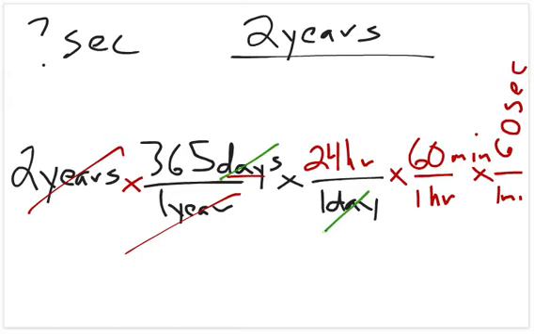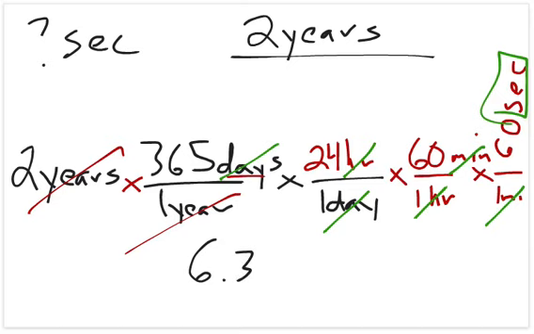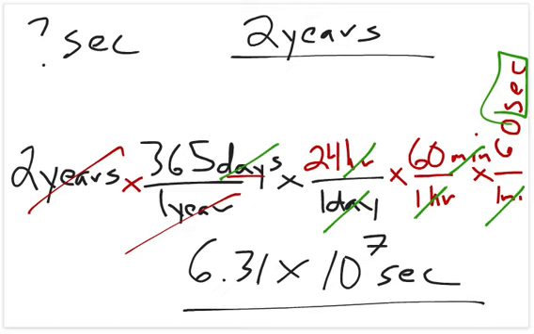But notice days will cancel with days, hours with hours, and minutes with minutes. And now we get left with an answer in seconds, and all we have to do is multiply across to find that answer. So we get something like, well, let's call it 6.31 times 10 to the 7th seconds, if I round it off there. So notice, again, it's just a problem-solving process. Getting rid of the units we don't want, solving for the units we do want.